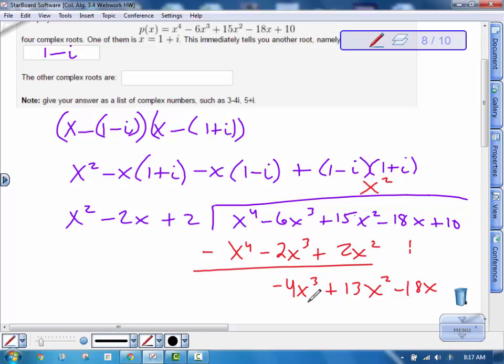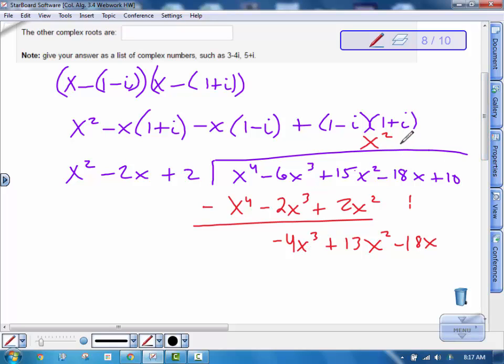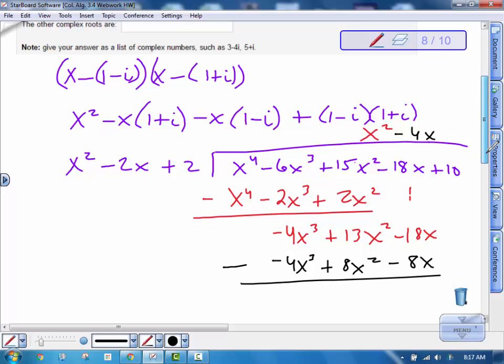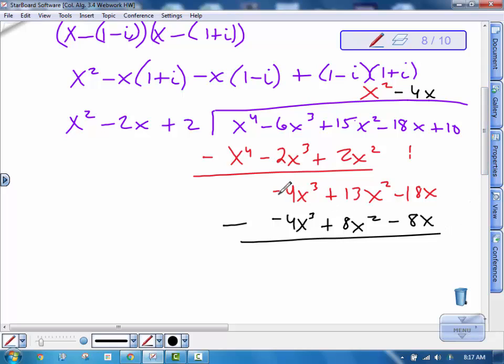So what do I multiply by x squared to get negative 4x cubed? That'd be negative 4x. That gives me negative 4x cubed. That gives me positive 8x squared when I multiply the next one. And then negative 4 times 2 is a negative 8x. When I subtract, I get negative 4x cubed minus a negative 4x cubed, which cancels. 13 minus 8 gives us 5x squared. Negative 18 minus a negative 8 would be negative 10x, and I can drop down to 10.